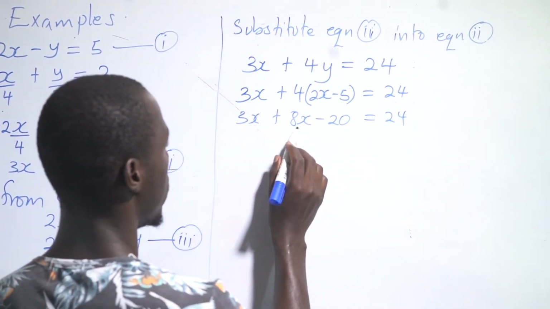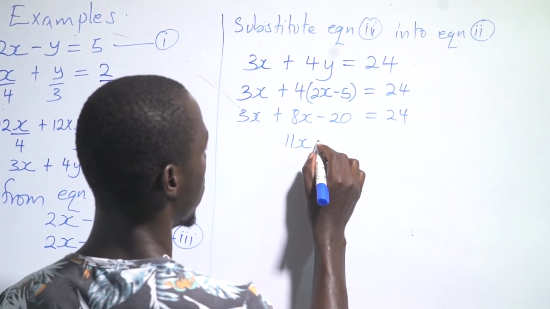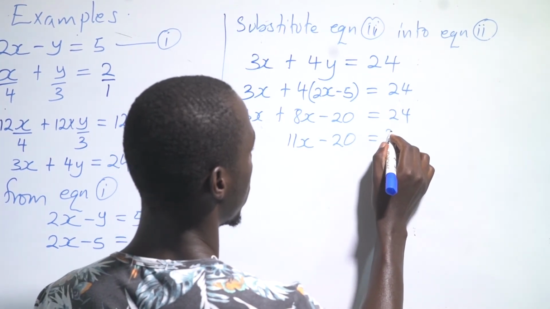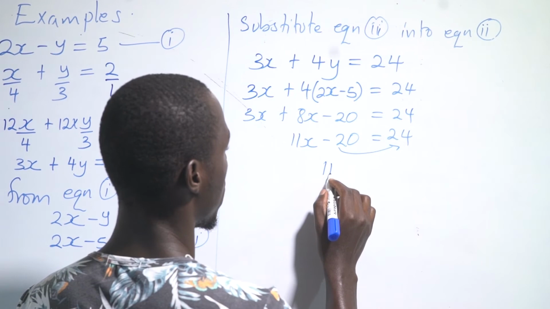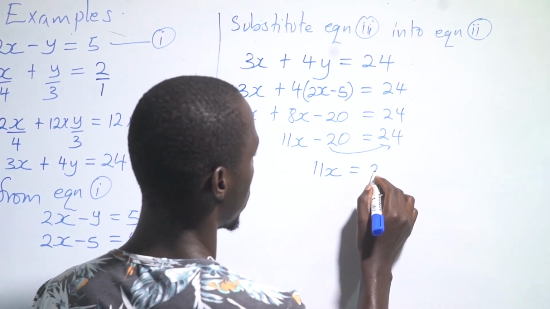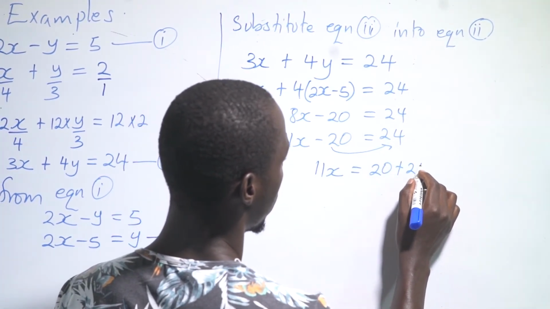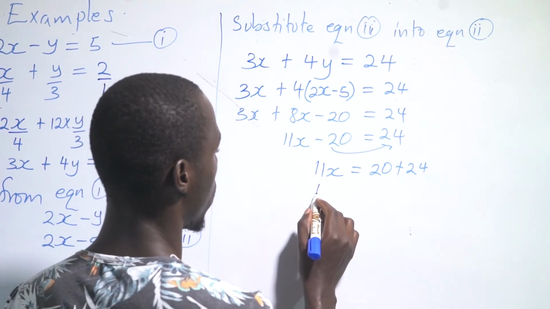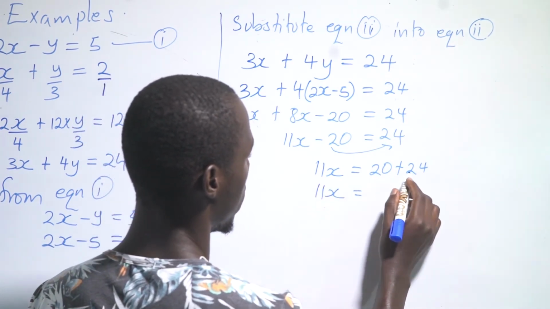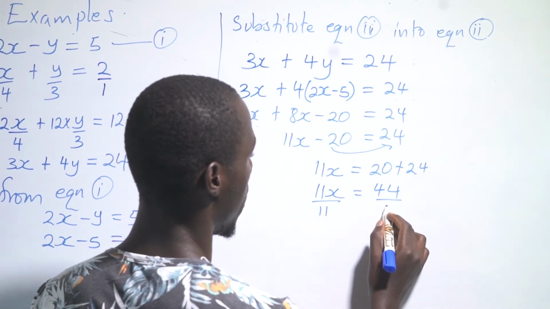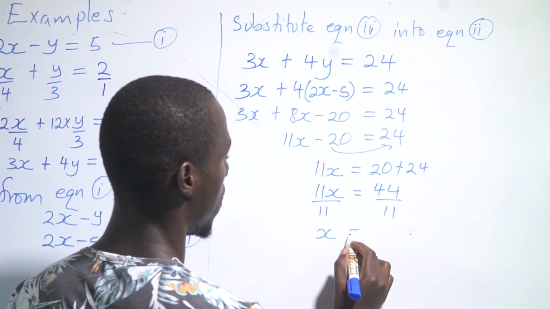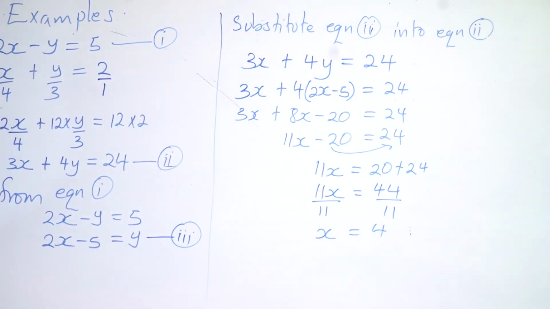Then when I add these two, I get 11x minus 20 is equivalent to 24. Then I take the 20 the other side to become a positive. So that is 20 plus the 24. So when I add this, I'm going to be having 44. Then I divide both sides by 11 to get the x value as a 4.